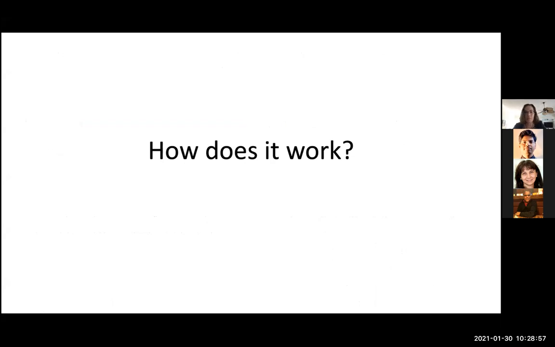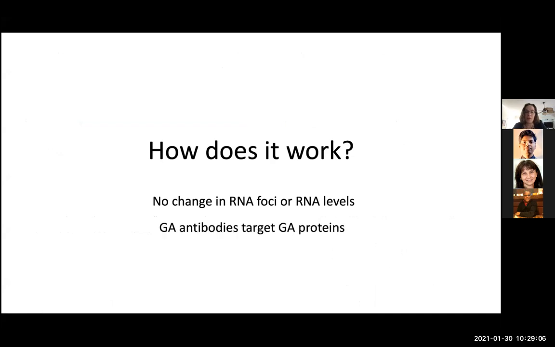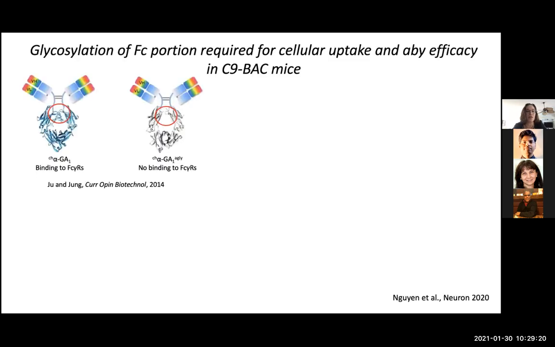There's no change in the RNA foci or RNA levels in these antibody-treated mice. We showed with biochemical studies that the GA antibodies really target the GA proteins. And I'll highlight some of the findings that we had about how the antibodies enter cells.